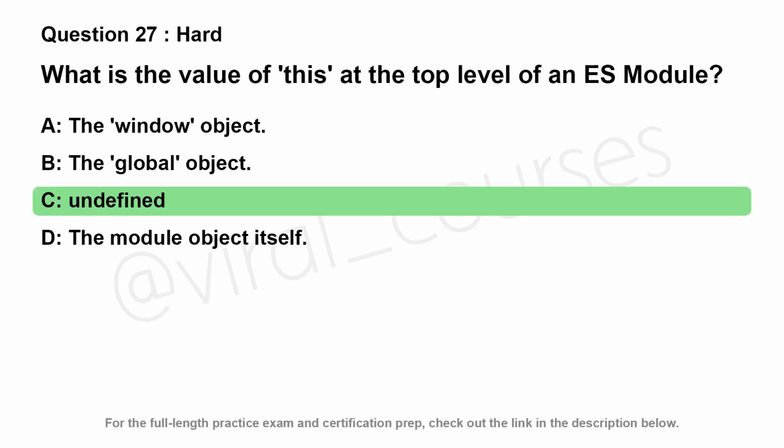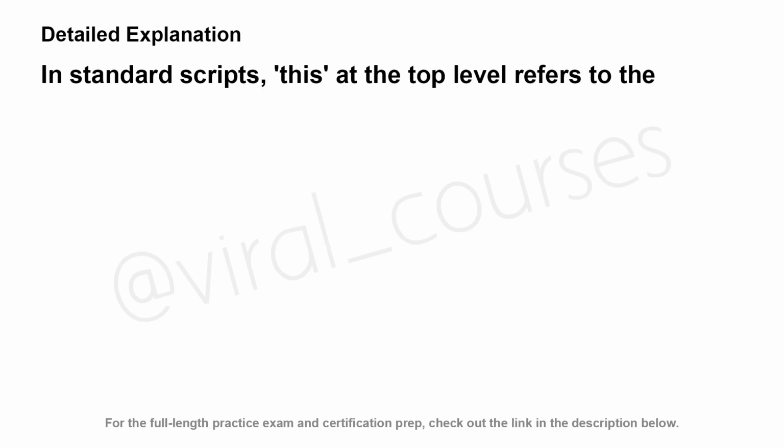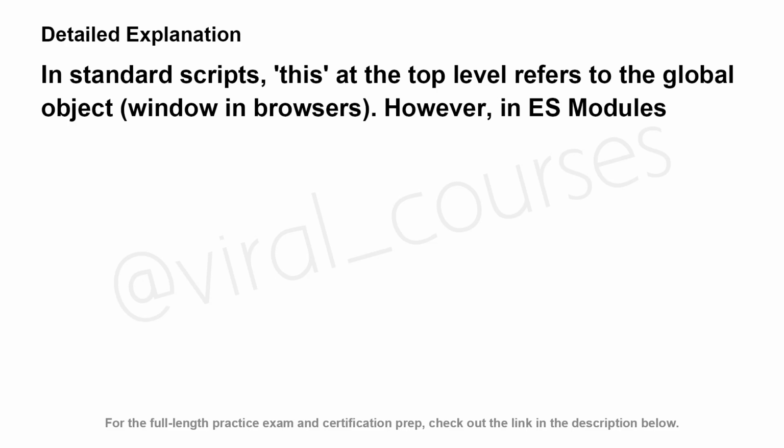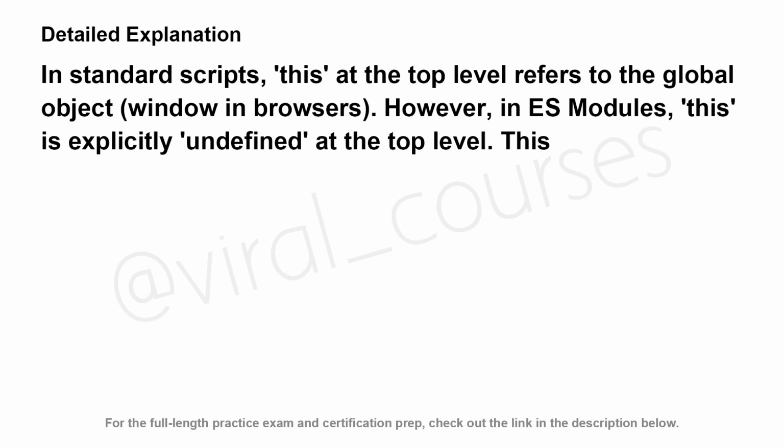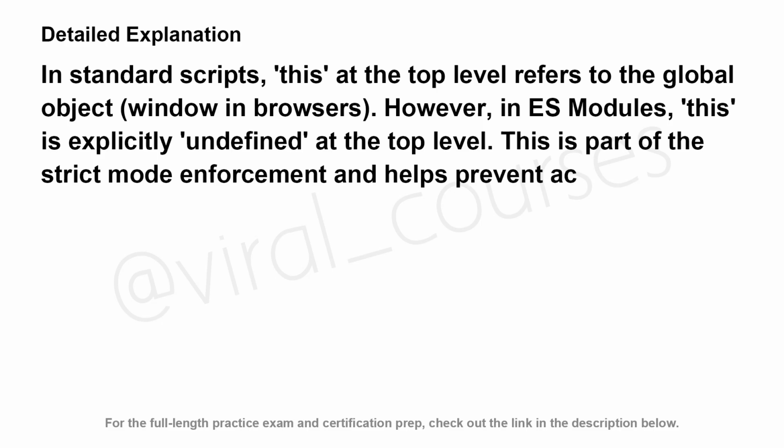The correct answer is C. In standard scripts, this at the top level refers to the global object, window in browsers. However, in ES modules, this is explicitly undefined at the top level. This is part of the strict mode enforcement and helps prevent accidental global modifications.